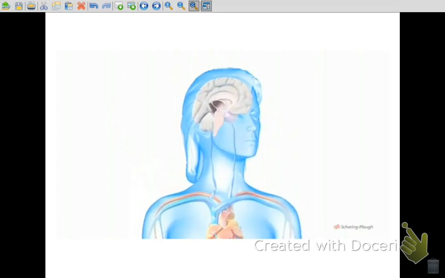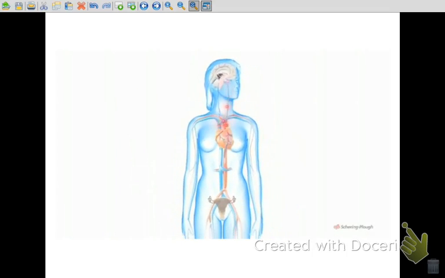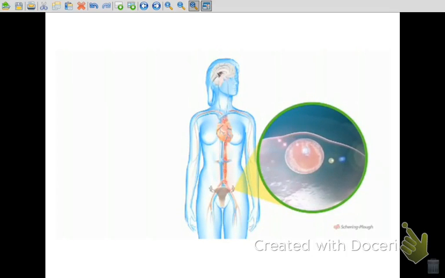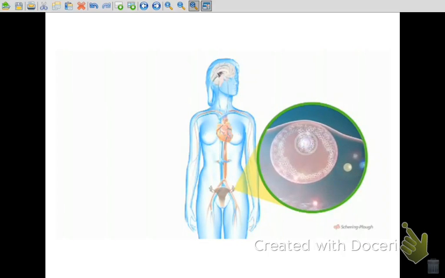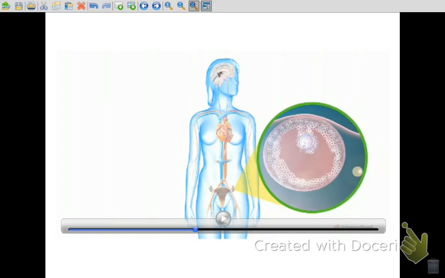FSH travels in the bloodstream, reaching the ovaries. There it stimulates the formation and growth of an ovarian follicle in one or other ovary. The follicle consists of an egg, a number of surrounding cells which secrete estrogen hormones, and fluid. It starts to grow, the egg inside, you see it inside there.